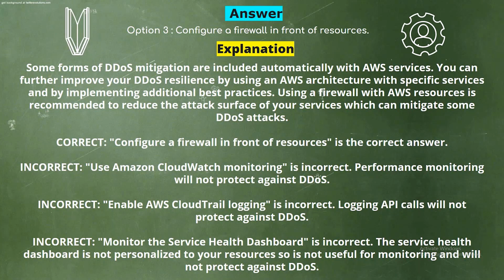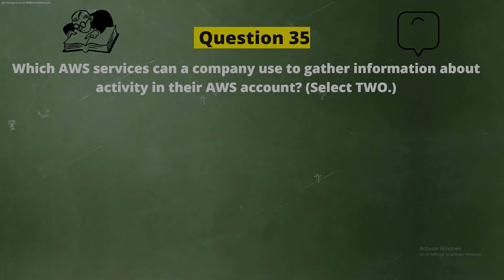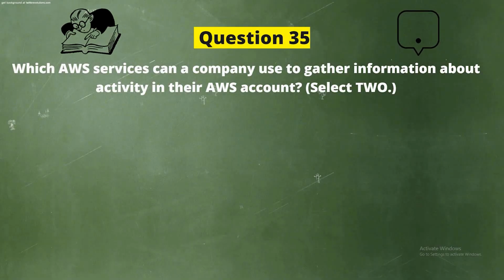Incorrect. Use Amazon CloudWatch monitoring is incorrect. Performance monitoring will not protect against DDoS. Incorrect. Enable AWS CloudTrail logging is incorrect. Logging API calls will not protect against DDoS. Incorrect. Monitor the service health dashboard is incorrect. The service health dashboard is not personalized to your resources, so is not useful for monitoring and will not protect against DDoS.